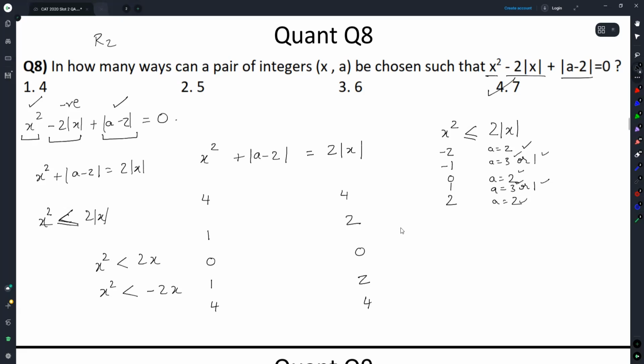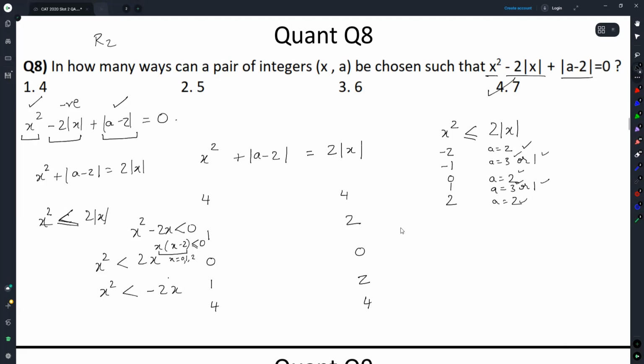From here, when you take it to the other side, x square minus 2x is less than or equal to 0. So x into (x minus 2) is less than or equal to 0. Can you see what all possibilities of x you can get? You can get x equal to 0 or 1 or 2. These three values are possible.